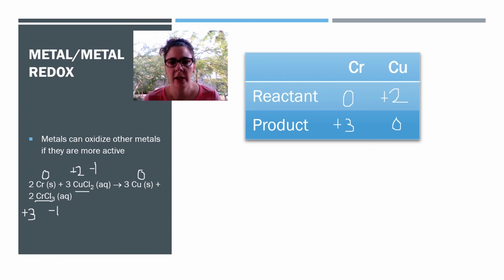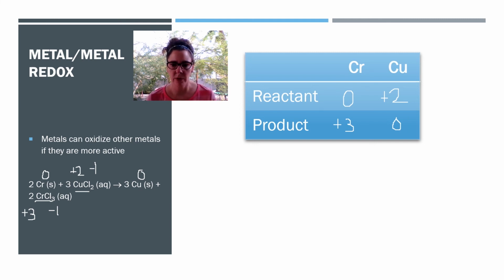Okay, so if we look, chromium went from 0 to +3. To become more positive means loss of electrons, so chromium was oxidized. If we look at copper, it went from +2 to 0. So it became less positive, meaning electrons were added or gained. So this one was reduced. So our chromium is oxidized, our copper is reduced.